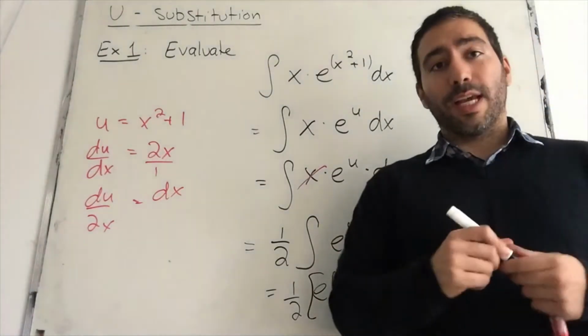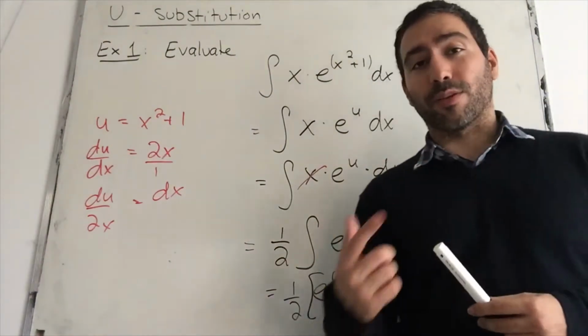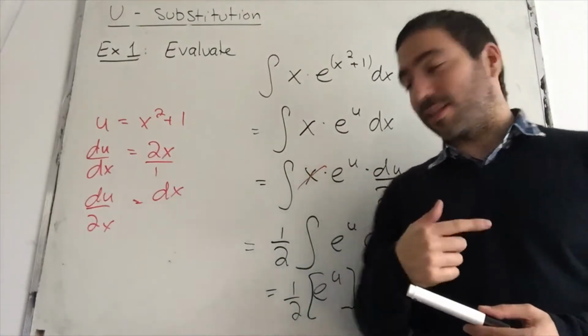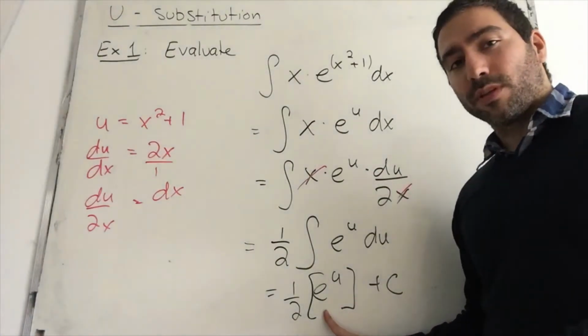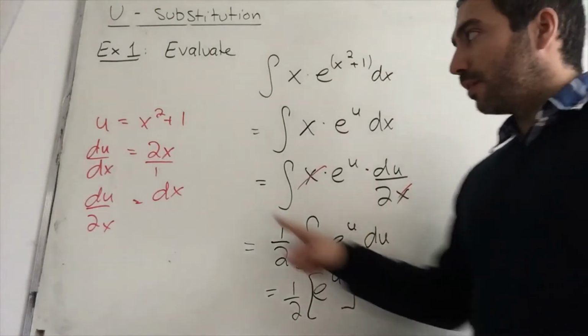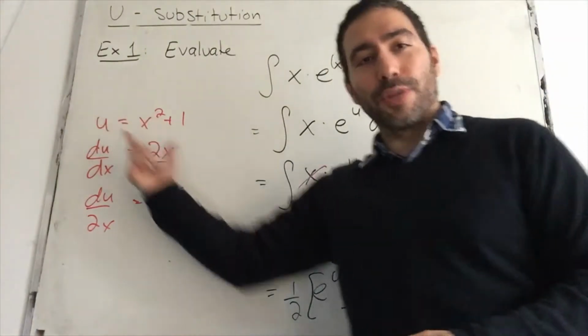Okay. And stopping here is incorrect. Why? We start in terms of x. So that means you have to finish in terms of x. So I can't write my answer in this form. What do? Well, what's u equal to? u is equal to x squared plus 1. You bring that guy back.